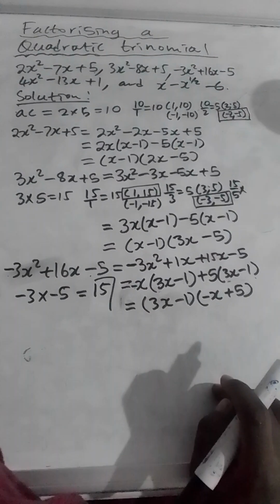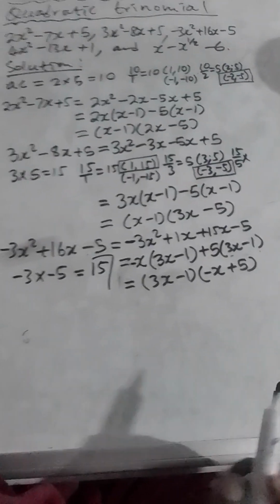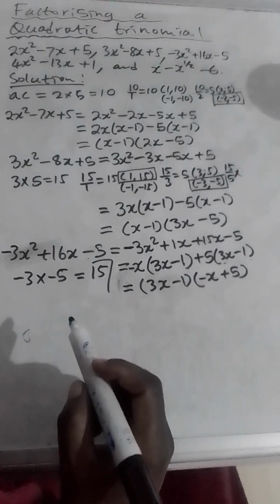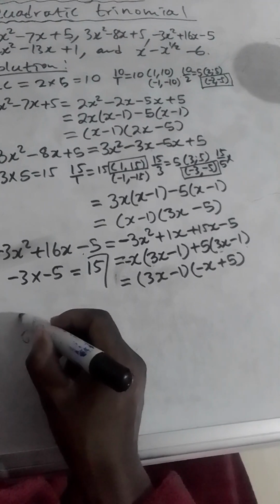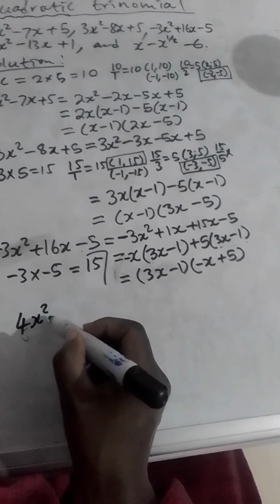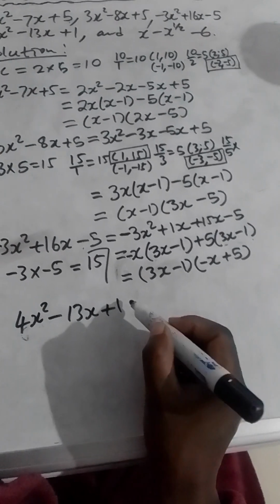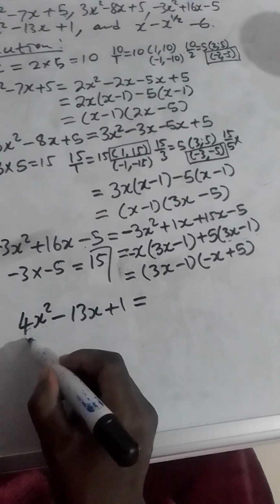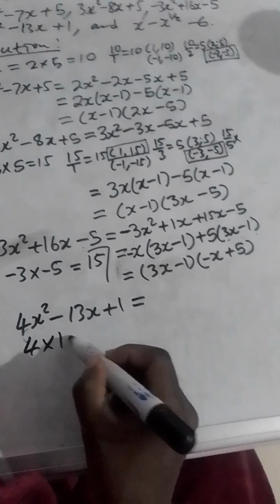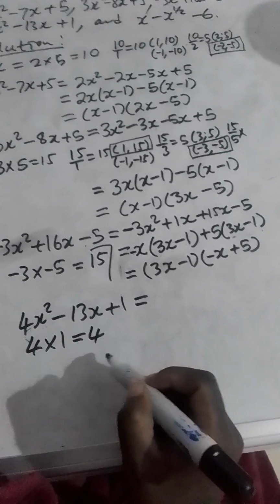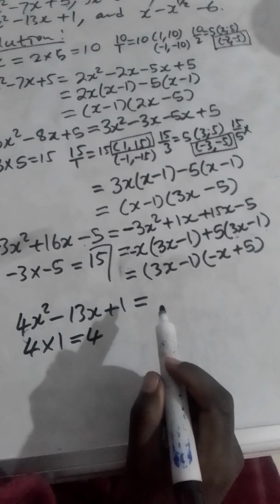Now we still have some space. Maybe we can do the fourth one. So let's see if we can squeeze in the fourth one. The fourth one is 4x squared minus 13x plus 1. That means we're looking for factors of 4 times 1, which is 4.